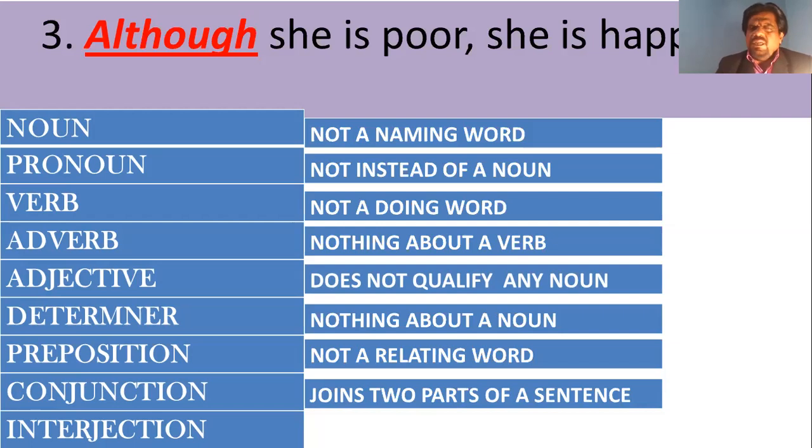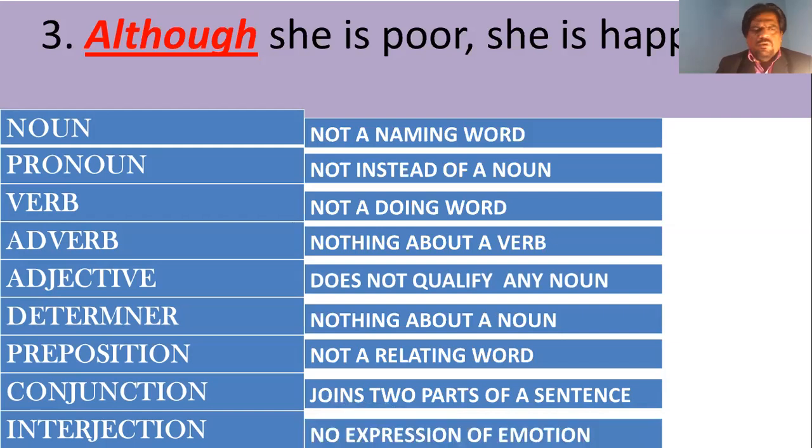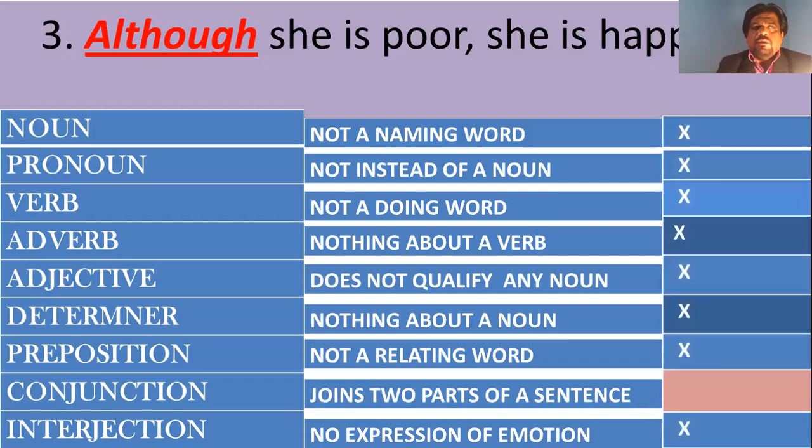And let us check, is it an emotion expressing word? No, not at all. Therefore, it's not an interjection. So it is not a noun, not a pronoun, not a verb, not an adverb, not an adjective, not a determiner, not a preposition, not an interjection. It is a conjunction. Therefore, definitely it is a conjunction.